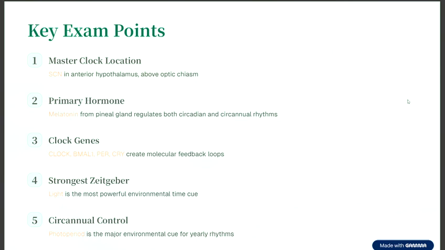Like migration. Migration in birds happens yearly. And how do they know that it's time to migrate? Their body takes external cues, that is photoperiod, the length of the day. Because during winters the length of the day is different and during summers the length of the day and night is different. So you should remember all these points. These can be asked directly in the exams.